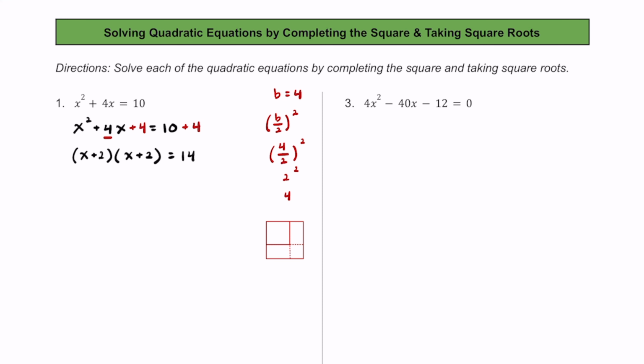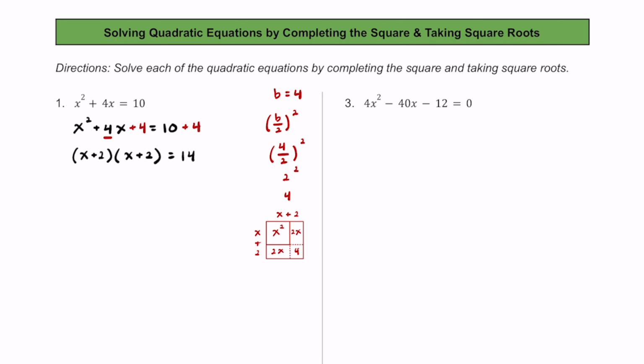In hopes of helping you visually understand what completing the square looks like, we've just found out that the dimension of the square would be x plus 2 on one side and x plus 2 on the other side. If we multiply this x by x dimension, the area of this square would be x squared. Multiplying this dimension of x by 2, the area of this rectangle would be 2x. Multiplying this dimension of x by 2 would also be 2x. And what would complete the square here? If you multiply this 2 by 2, that's going to be 4.